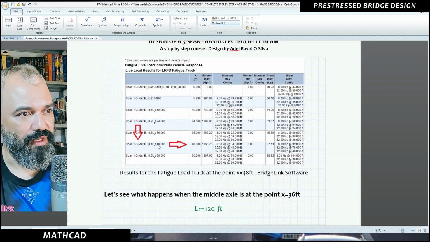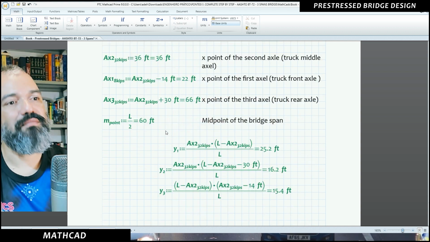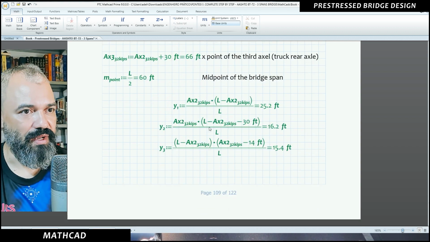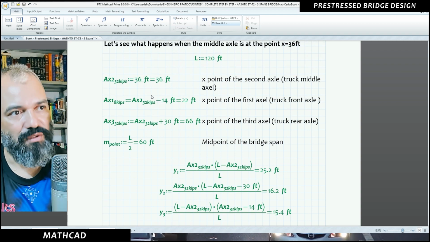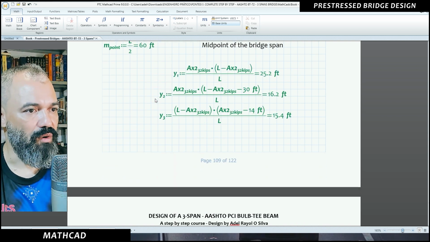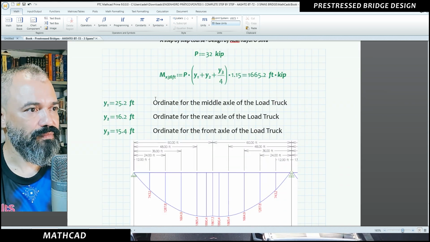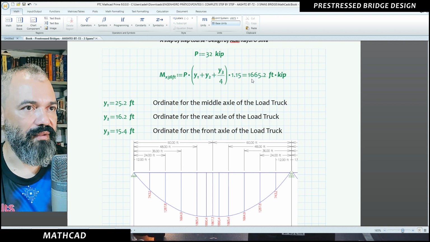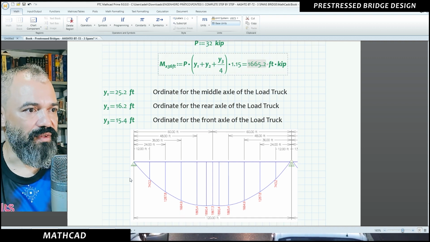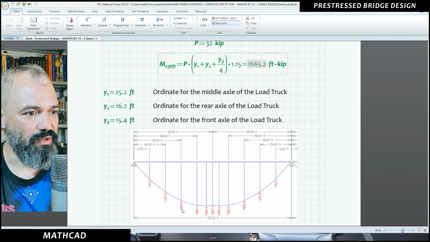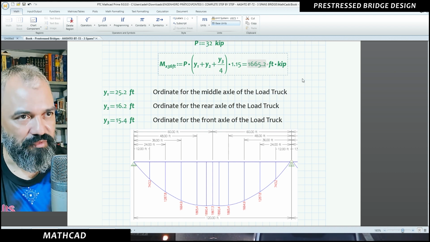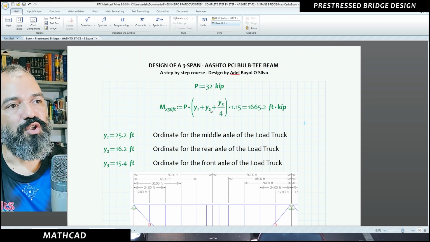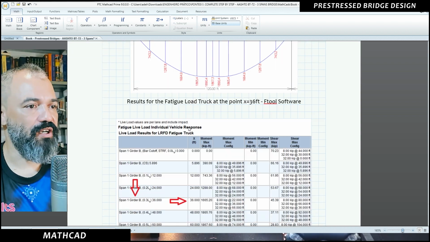All right, I demonstrated here at 36 feet. Also demonstrated here how to find where the axles of the load truck are over your bridge. This was already calculated here. At 36 in the F2 software, I can find this amount of bending moment. It fits with the use of our equation here.